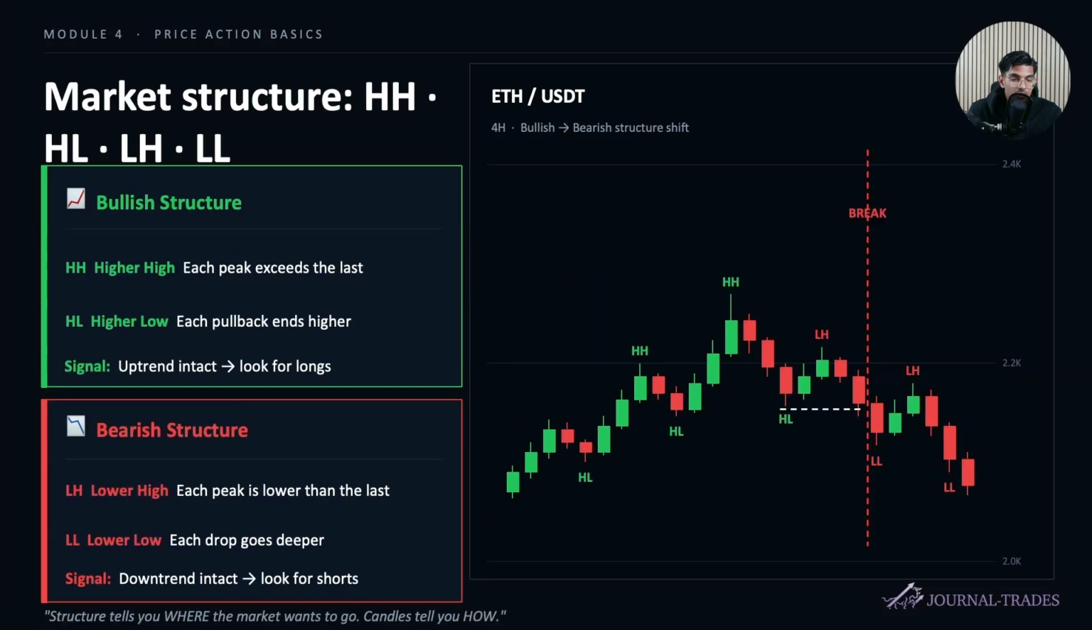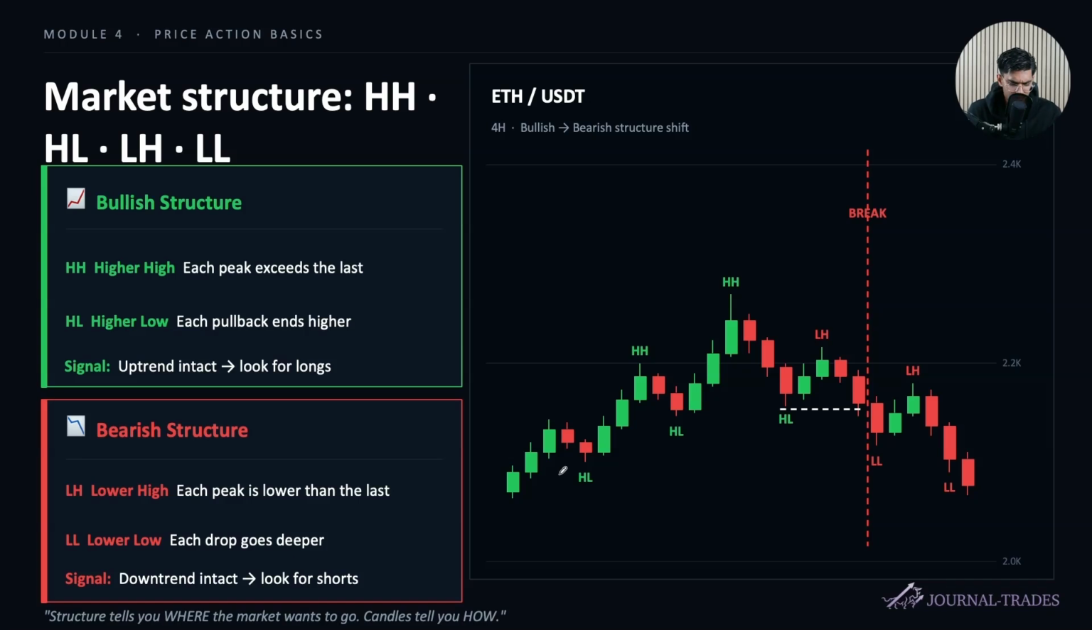So then market structure. I just wanted to take you guys through this very quickly and briefly. It's not that hard. What you need to understand is that the market moves with a certain structure, meaning we have a bullish and a bearish structure. Bullish structure means the price is moving upwards, we're creating higher highs and higher lows. This gives the signal that an uptrend is intact and we can potentially look for longs. A bearish structure gives us signals that a downtrend is currently intact and we can look for shorts. So a bearish structure looks like lower highs and lower lows.